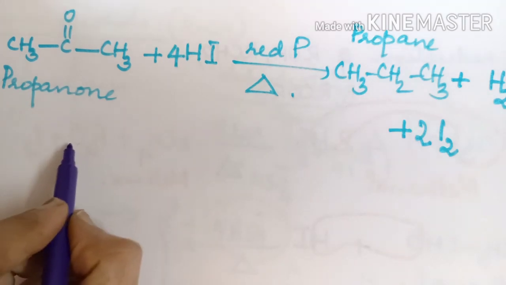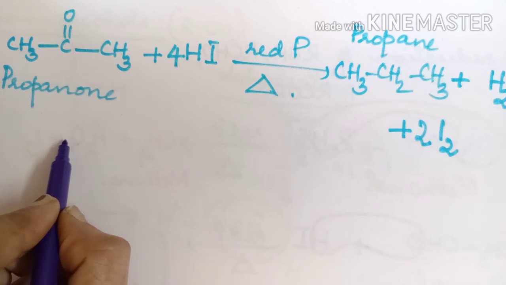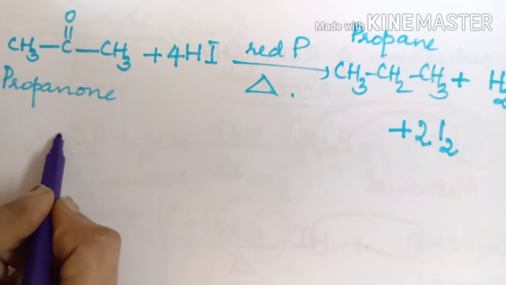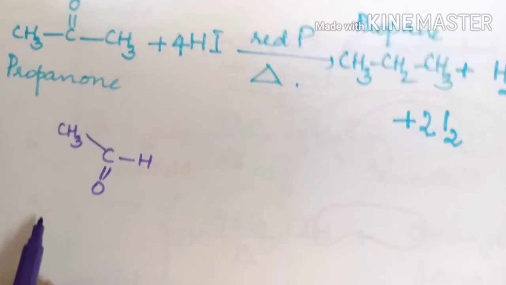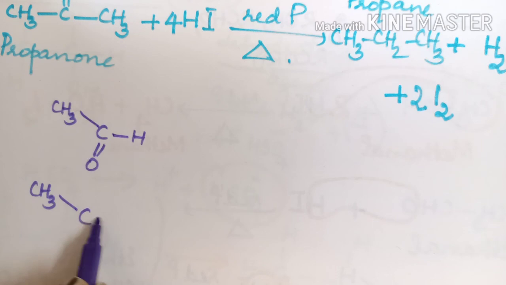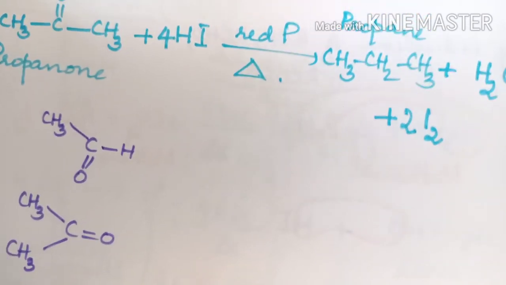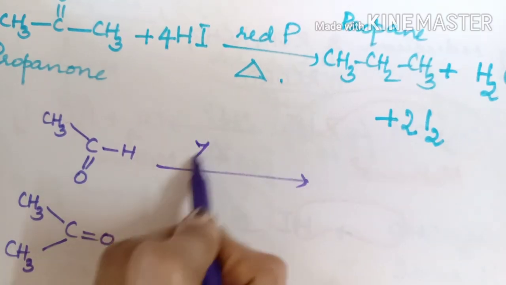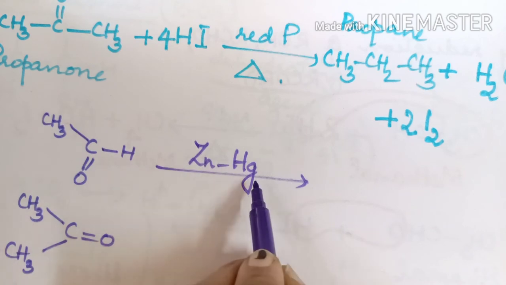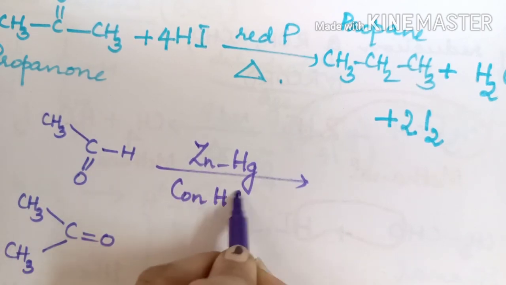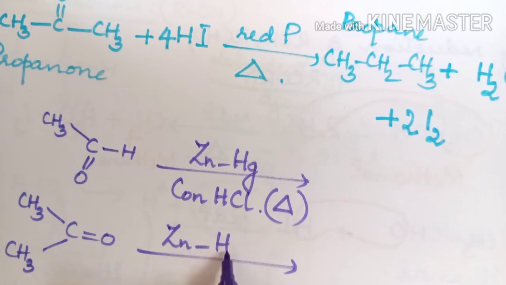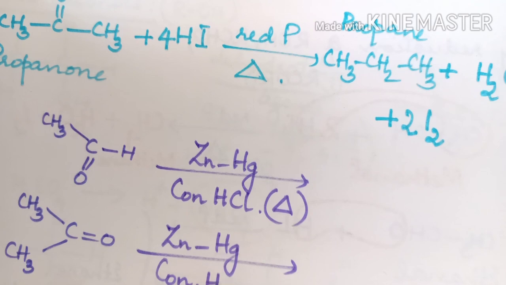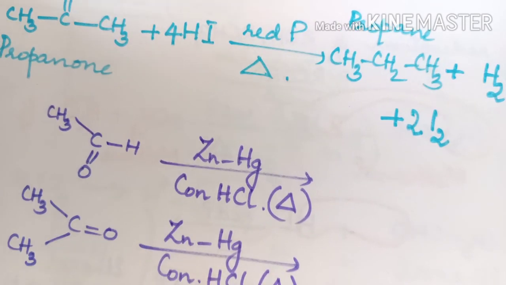Ketones and aldehydes can also undergo reaction with zinc amalgam in the presence of concentrated HCl to give the corresponding alkane. Suppose we have taken CH3CH double bond O, or CH3C double bond O CH3. If it is subjected to the reaction between zinc amalgam, that is zinc in the presence of mercury, and concentrated HCl, on heating the compound, the reaction is known as Clemmensen's reduction. In both cases, we are using zinc amalgam in the presence of concentrated HCl.